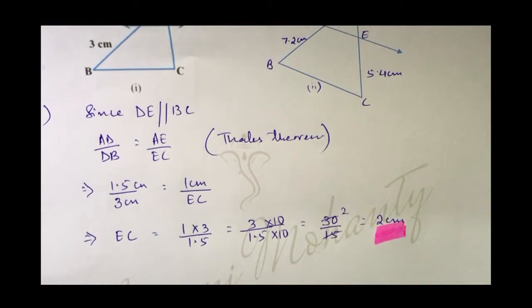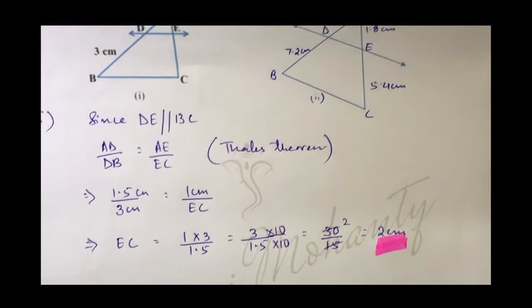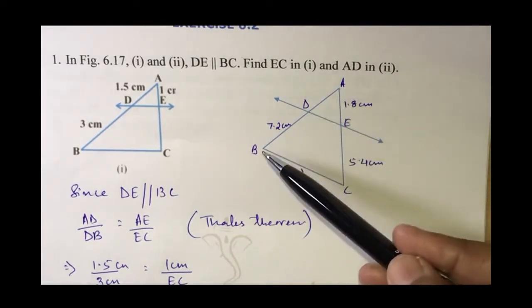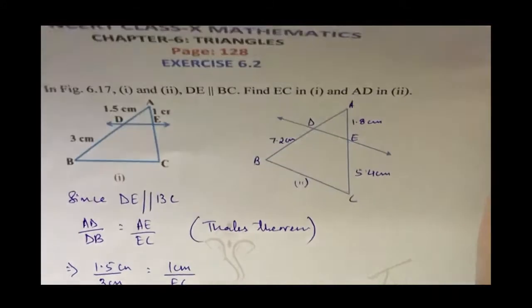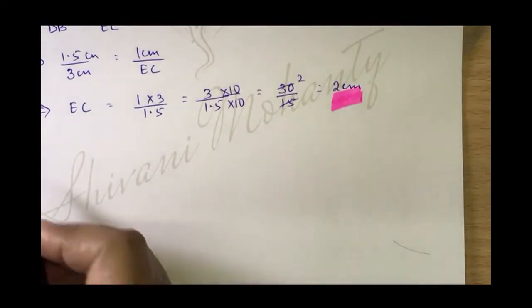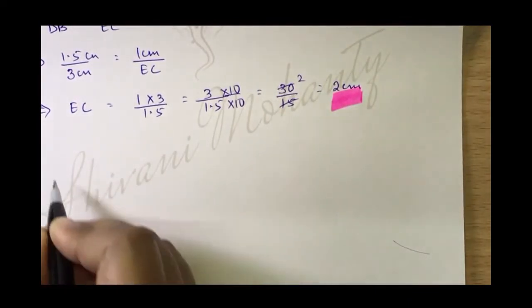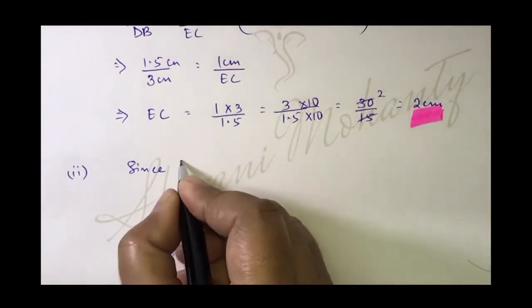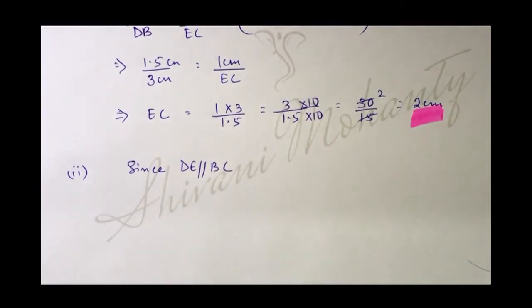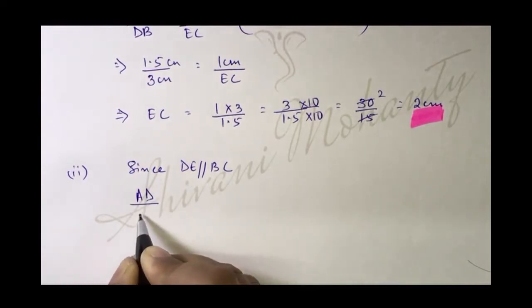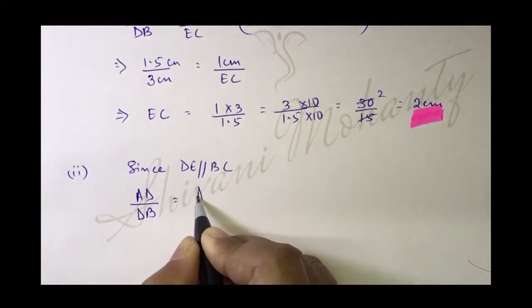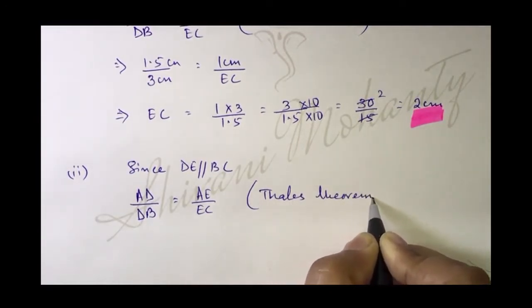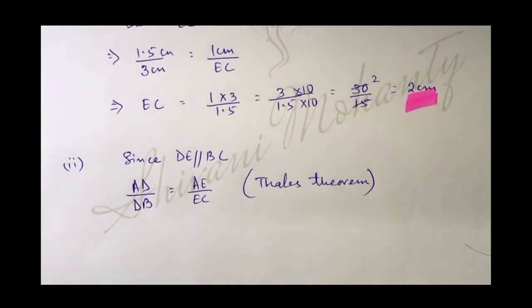Fine. Now let us go to part 2. In part 2, you have to find out AD. Now let us do the same thing. It will be AD by DB is equal to AE by EC. Now let us write it down. So part 2, since DE is parallel to BC, what do you have? AD by DB is equal to AE by EC. Again you write Thales theorem.